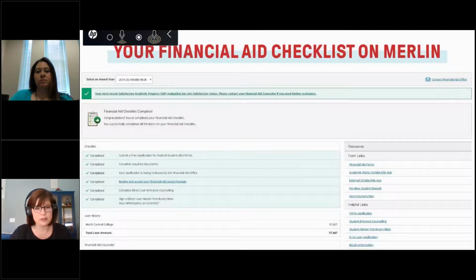So your financial aid checklist will tell you where you're at in the paperwork and application status. And it will also tell you once your awards have been finalized, what types of aid you're eligible to receive. So I do encourage you to click around in there and make yourselves familiar with all of the information that's out there. And if you're confused about something, please reach out to our office for clarification.